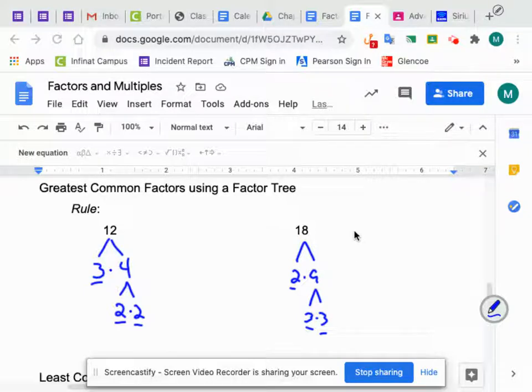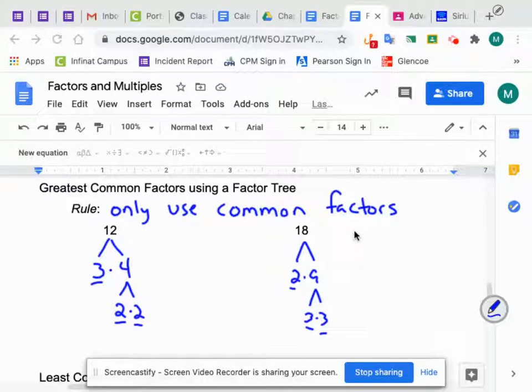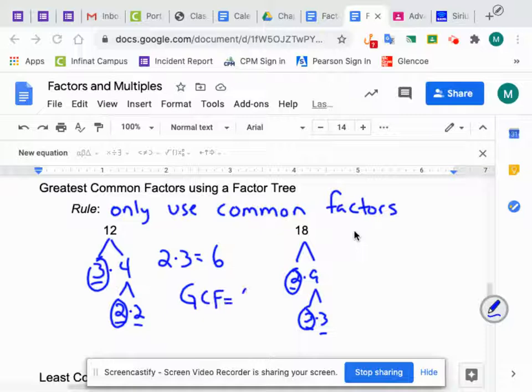And so my rule is I'm going to only use common factors to find my GCF. So both of them have a 2 and both of them have a 3. And so I'm going to put those together, starting with the smallest number. 2 times 3 equals 6. So my GCF equals 6.